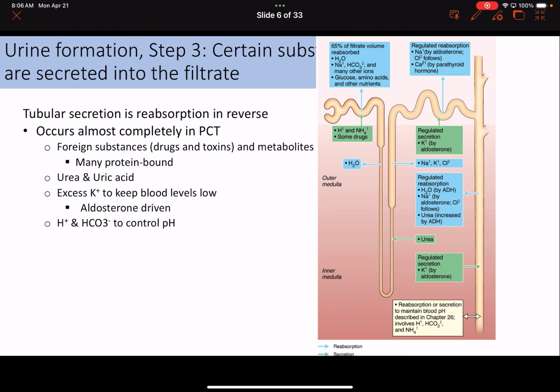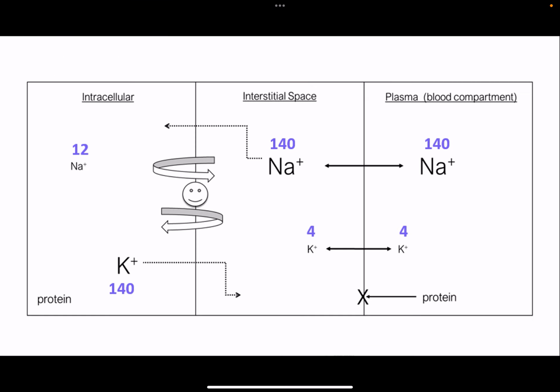So that's aldosterone driven. And then also during this step, we're going to be getting rid of hydrogen ions or bicarbonate ions, depending on what our current pH is. And that's to control our pH. And what should our blood pH stay between? 7.35 to 7.45. So these are all the things that we'll be getting rid of during secretion. And this occurs almost completely in the first part of the tubule, in the proximal convoluted tubule. All right. So in the blood, sodium stays high, potassium stays low. So we use that sodium-potassium pump to keep a bunch of sodium in the blood and potassium away from the blood. And that's aldosterone driven.